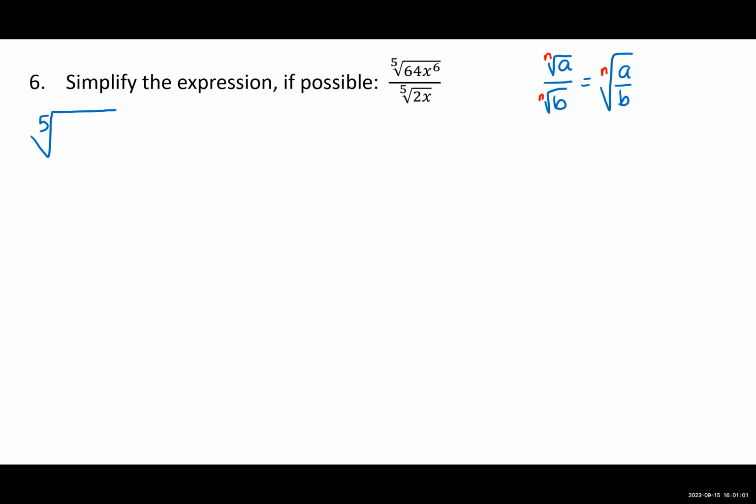So if we take the 5th root of 64x to the 6th divided by the 5th root of 2x. The rule is the root has to be the same, top and bottom. It can't be the 5th root on top and the 4th root on the bottom, or the 5th root on top and the square root on the bottom. It's got to be the same degree, top and bottom. So we could rewrite that as the 5th root of 64x to the 6th divided by 2x.